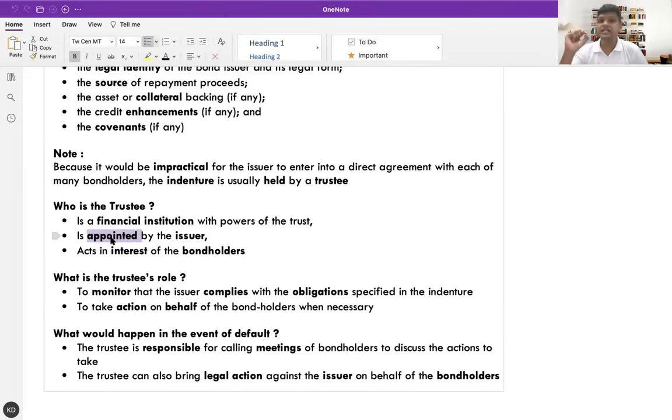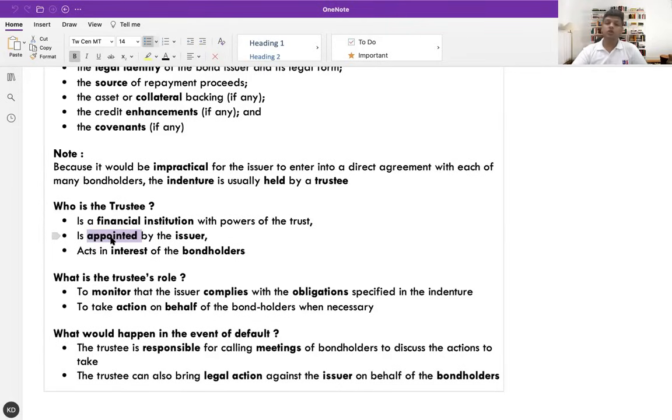So what is the major role of the trustee? The major role of the trustee is to check and ensure that the issuer complies with all the obligations, the rules and regulations. The second role, perhaps the most important role of the trustee, comes when there is a bond default. If there is a default, what is the action to be taken on the issuer, and how will the execution happen? That is all taken care of by the trustees. So the trustees play a very prominent role, especially in the case of default.